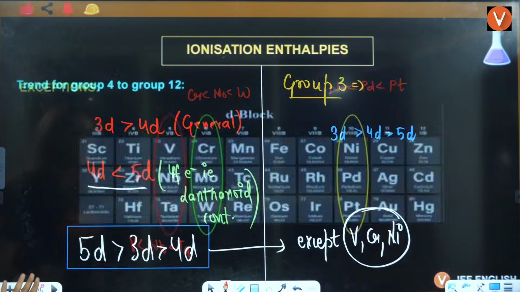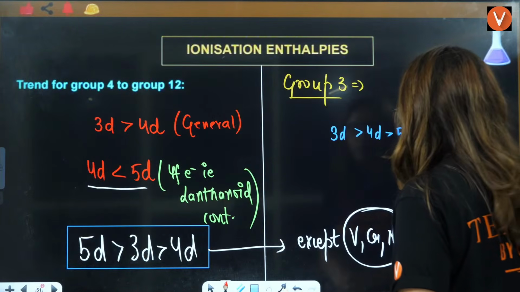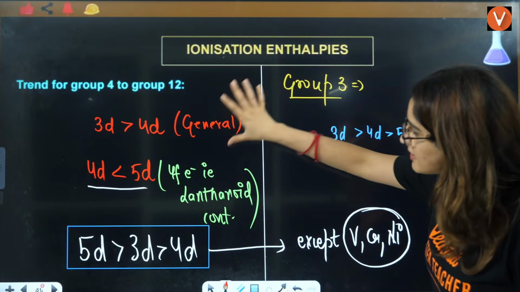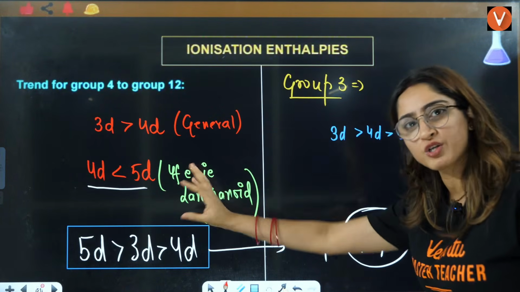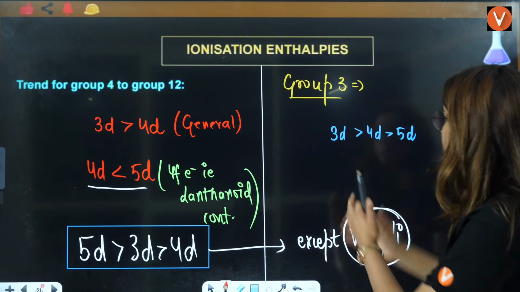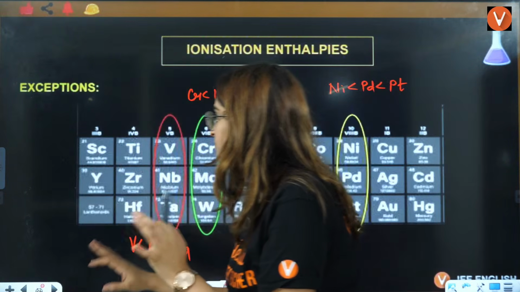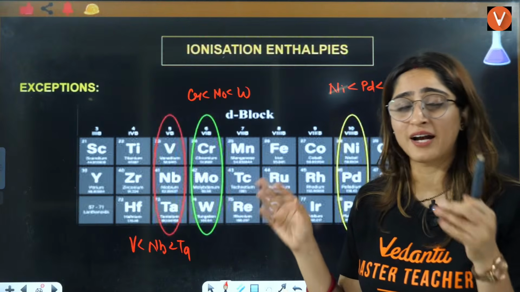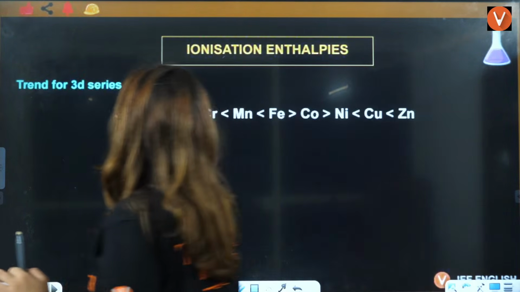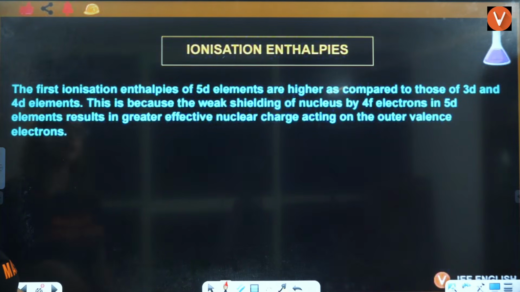Firstly, tell me if this thing is clear, because now I have doubt whether you're able to understand this or not. This is in general, right? This is because of lanthanoid contraction, but here you also have an exception that is opposite of this. Why so? Don't get into that. Just know that these are the exceptions. Okay, this is for the 3d series that I told you.